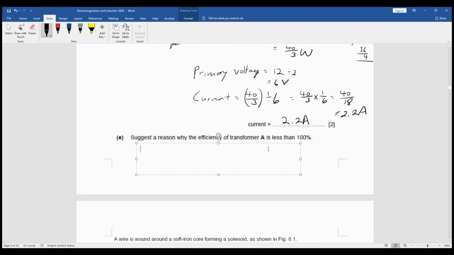Okay, suggest a reason why the efficiency of transformer A is less than 100%. Why is it less than 100%? All the reasons that you can think of: eddy current, heat loss, leakages of magnetic flux linkage, everything. They only want one. So the easiest one is always heat loss due to eddy current in the core.